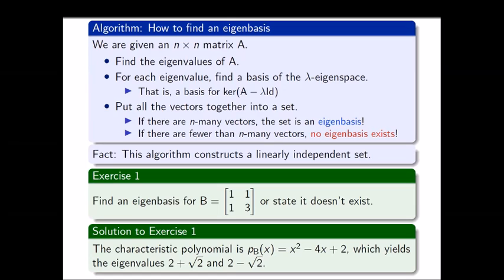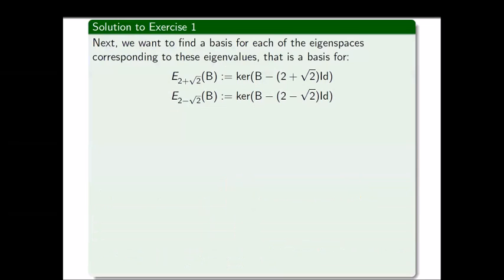The characteristic polynomial can be computed to be x squared minus 4x plus 2. When you factor it using the quadratic formula, you get that the eigenvalues are 2 plus square root of 2 and 2 minus square root of 2. Once we have the eigenvalues, we want to find the eigenspace for each of them. The eigenspace for the eigenvalue 2 plus square root of 2 is the kernel of the matrix B minus identity times 2 plus square root of 2. And similarly, there is an eigenspace defined for 2 minus square root of 2.